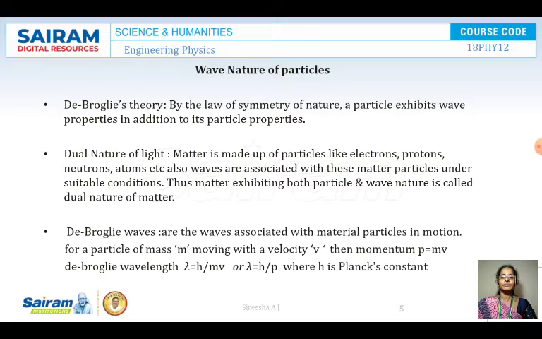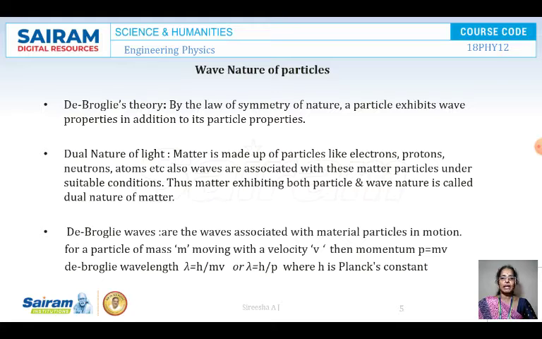You know that light is a form of wave. Light exhibits wave nature as well as particle nature. Similarly, de Broglie said that by the law of symmetry of nature, the particle exhibits wave properties in addition to the particle properties. So what is the dual nature?